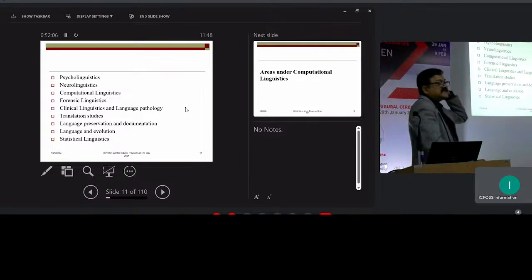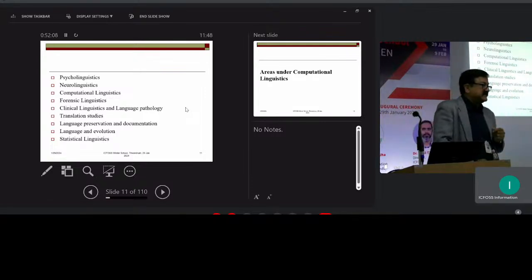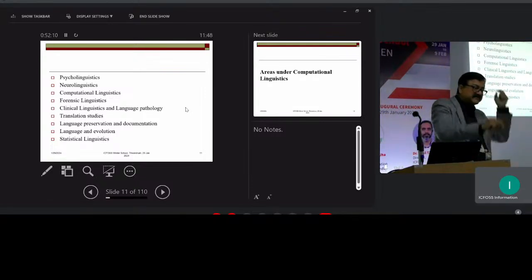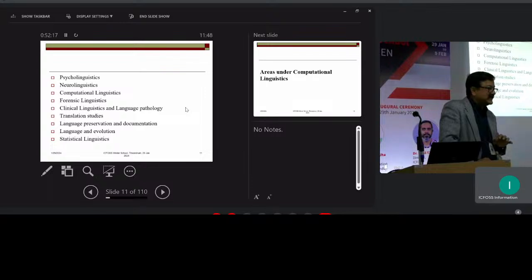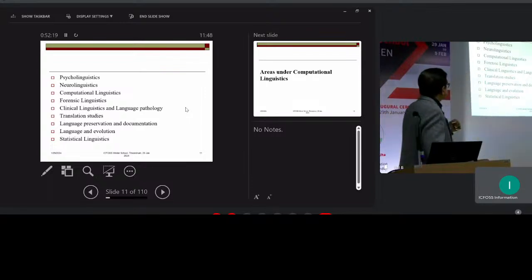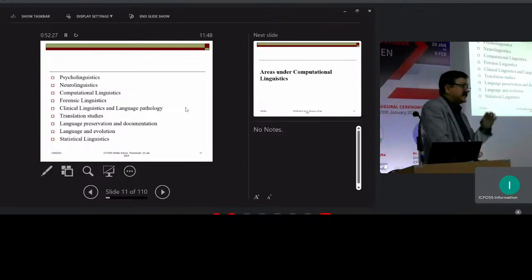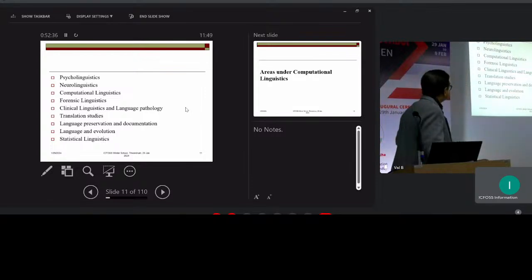In fact, in any brain surgery, a linguist has to be involved. Due to surgery, something may happen and he's forgotten how to speak. That is a problem, so a linguist is there to help. You do not do a bad surgery that affects language. Translation studies are there to translate from language to language. Then language preservation and documentation: how to preserve older languages, languages that are becoming extinct, like tribal languages. There are very few speakers remaining. All those things are documentation.